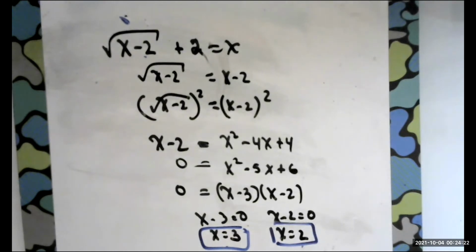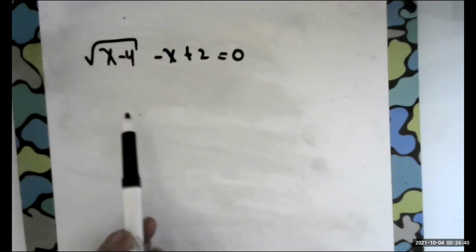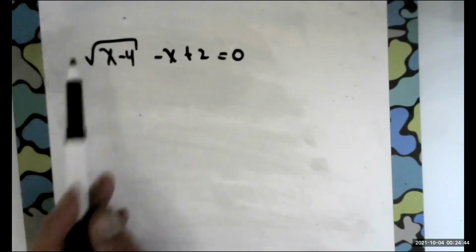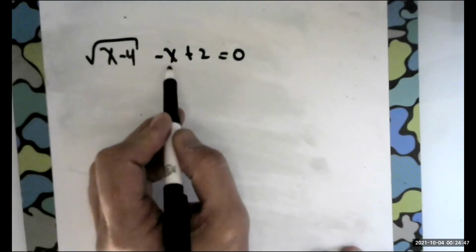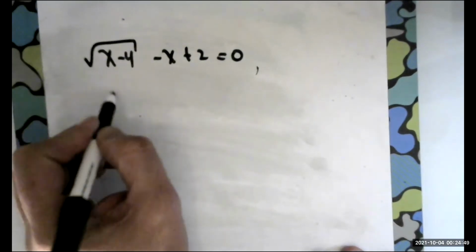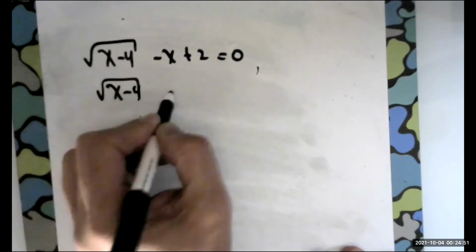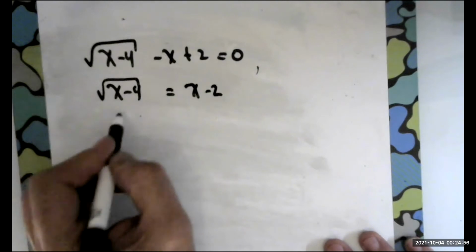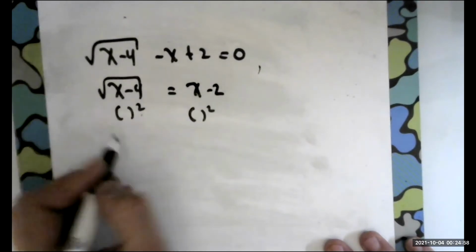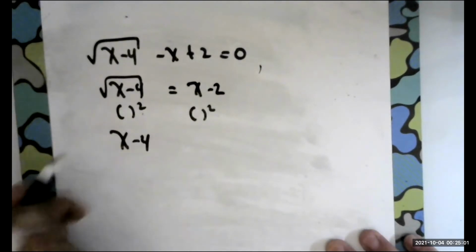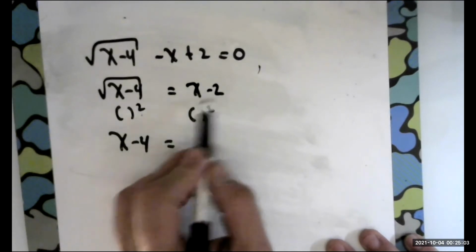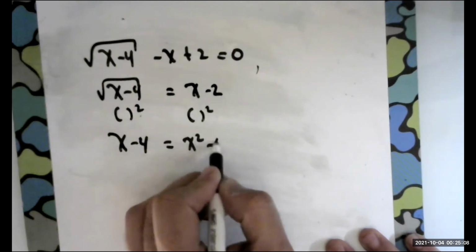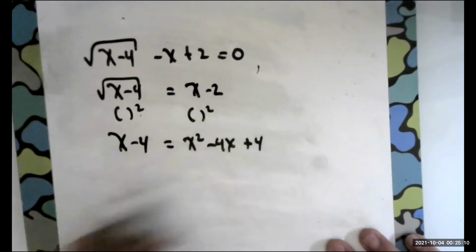What about if we have the following? Just like the previous example, the goal is to isolate the radical so we can quickly square. Therefore, we should add x and subtract 2. So the radical of x minus 4 equals x minus 2. Just like in the previous example, we may square on the left, square to the right. On the left, we end up with x minus 4 equals. When you multiply x minus 2 by itself 2 times, you get x squared minus 4x plus 4.